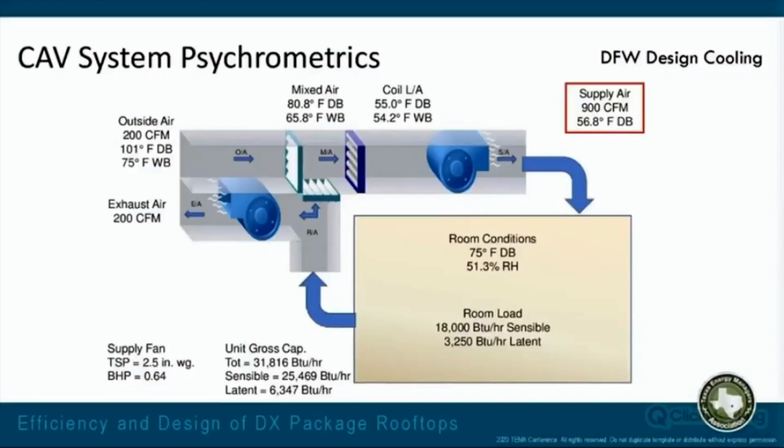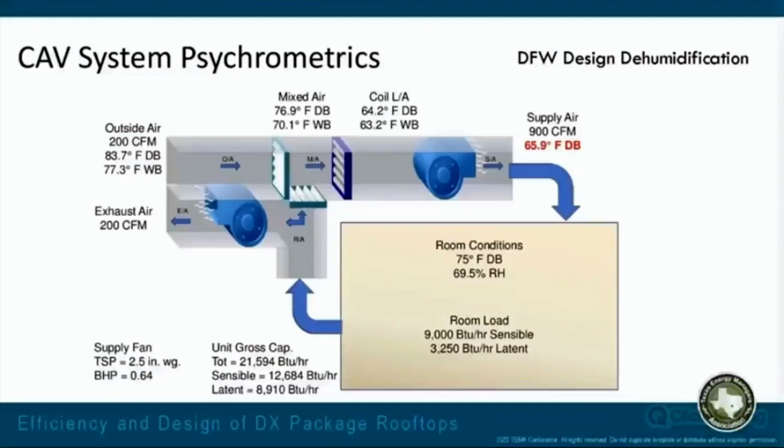Still have the same 18,000 BTU per hour sensible, 3,250 BTU per hour latent load, and we're at 51.3% relative humidity in the space. Everybody's going to be relatively happy in there. There'd be some that think it's too warm, some think it's too cool, but that's not unusual. On the average, people are going to think it's a relatively comfortable space.